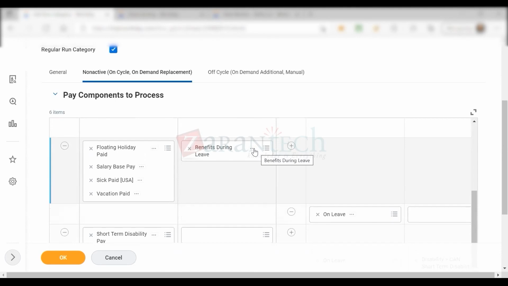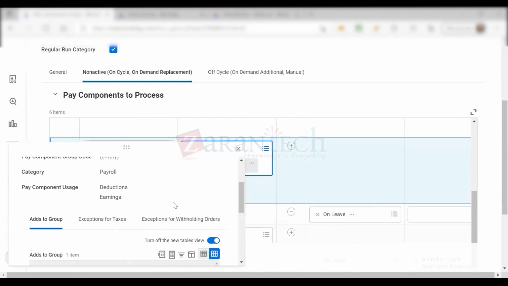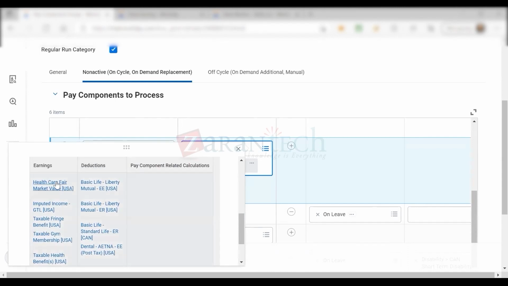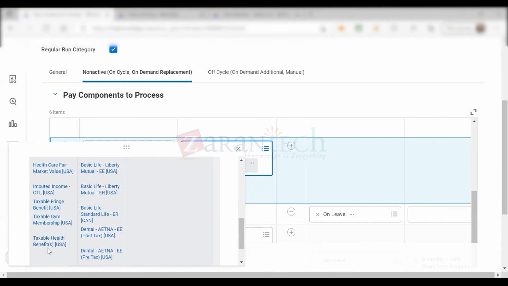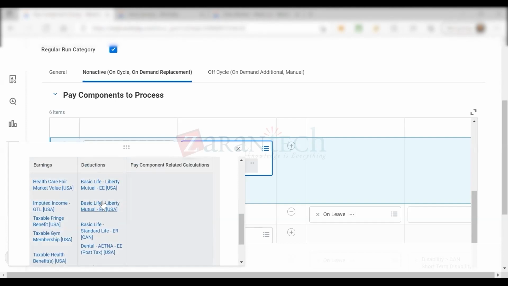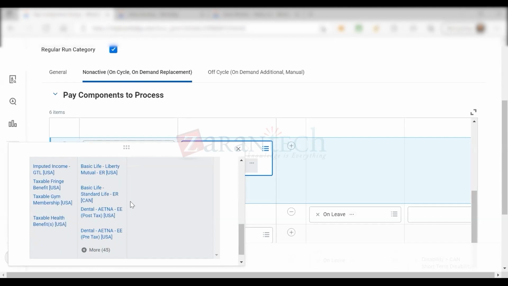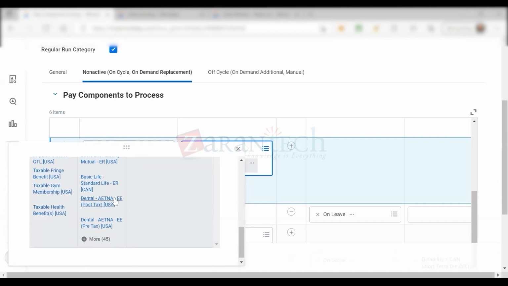And there is one pay component group which is called benefits during leave. If we can open this pay component group, we can see the member earnings, and most of them look like they are imputed incomes. So imputed income will get calculated, and there are deductions, and all these deductions are basic deductions like life insurance deduction for employer portion of it, then standard life employer portion, dental post-tax, dental pre-tax, medical.